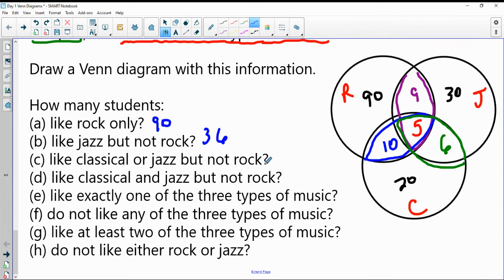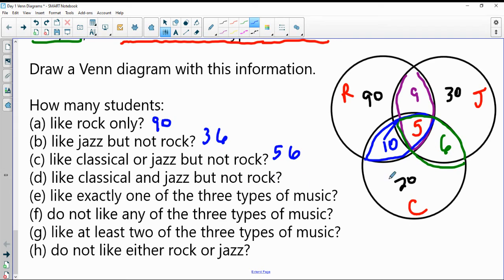Classical or jazz, but not rock. So classical or jazz, it doesn't matter, but not rock. So if I'm looking for classical and jazz, but not rock, I have to leave out all the rock circle. So that means I've got 20, 6, and 30. So that's going to give me 56.